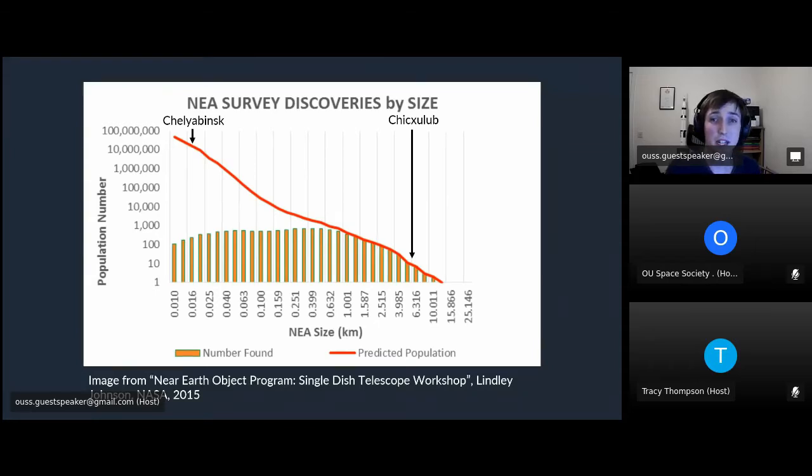Now you can see we know where all of the big near-Earth asteroids are. So if we think about the impact that wiped out the dinosaurs, the Chicxulub impactor, that was a few kilometers across, but we know where all of those are, and none of them are on a collision course with Earth. So yay, that's bully for us.